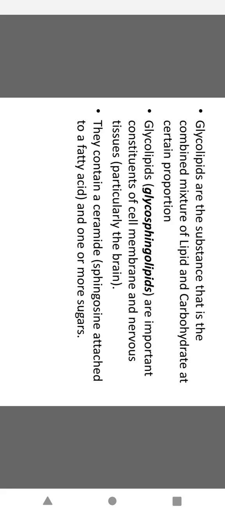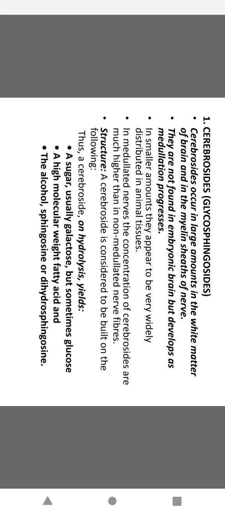They contain a ceramide, equal to sphingosine and fatty acid. Sphingosine attached with the fatty acid, we call it ceramide. And also one or more sugar units combined in here. So that is glycolipids. There are two types, cerebrosides and gangliosides.